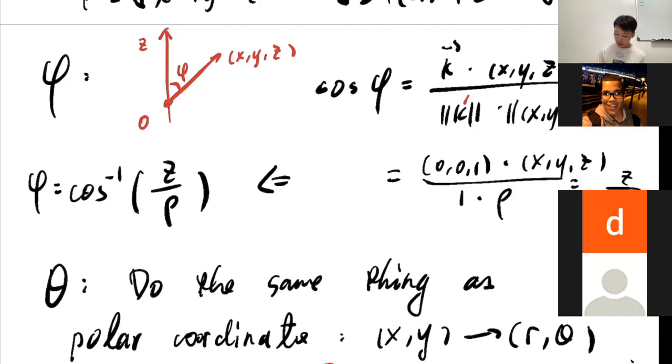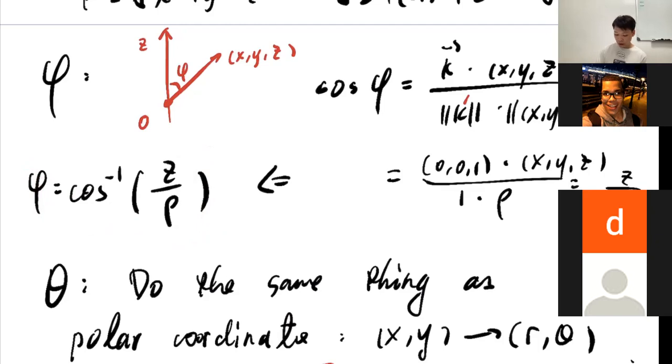So the top is the dot product between (0, 0, 1) and (x, y, z). When you do the dot product, it's x times 0 plus y times 0 plus z times 1, so only z is left. That's why cosine of phi is z over rho. Because the angle phi is strictly between 0 and pi, we can directly use the arc cosine to find the exact value of phi.